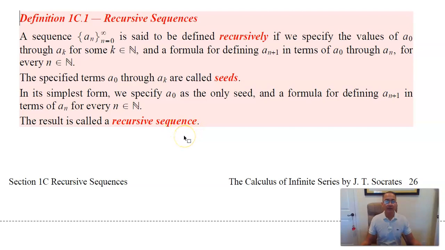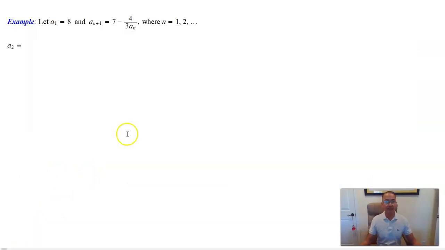We saw in the last video that we don't have to start our sequence at A0 or even A1. We can start it anywhere that we want as long as there is a way by which we can define all the terms of our sequence. So let's go to our workroom and we will see an example of a recursive sequence.